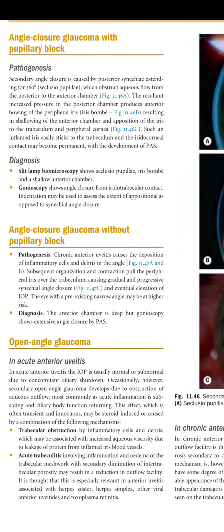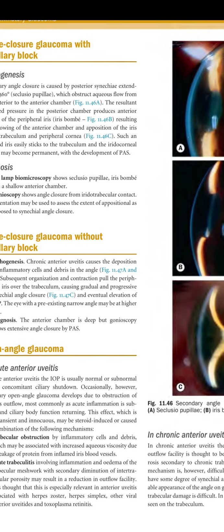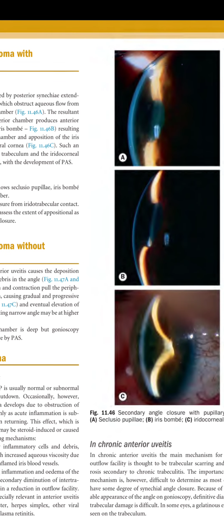So trabecular obstruction by inflammatory cells and debris, which may be associated with increased aqueous viscosity due to the leakage of protein from the inflamed iris blood vessels. Acute trabeculitis involving inflammation and edema of the trabecular meshwork with secondary diminution of the intertrabecular porosity may result in reduction of the outflow facility. It is thought that this is especially relevant in anterior uveitis associated with herpes zoster, herpes simplex, and other viral anterior uveitis and toxoplasma retinitis. So basically, most likely it occurs in a case of a viral uveitis.